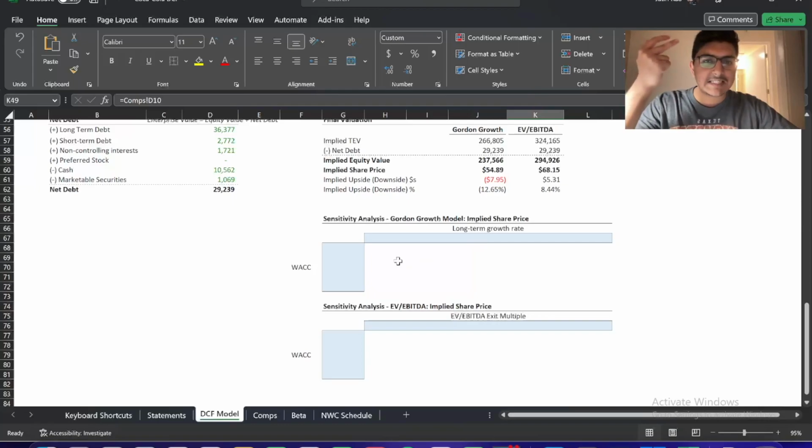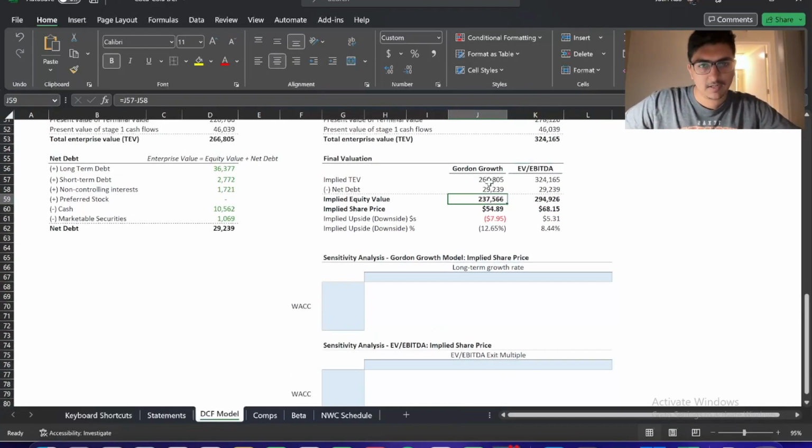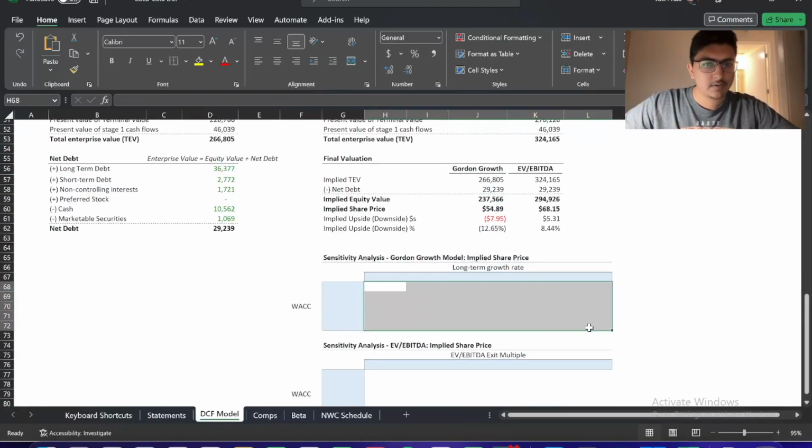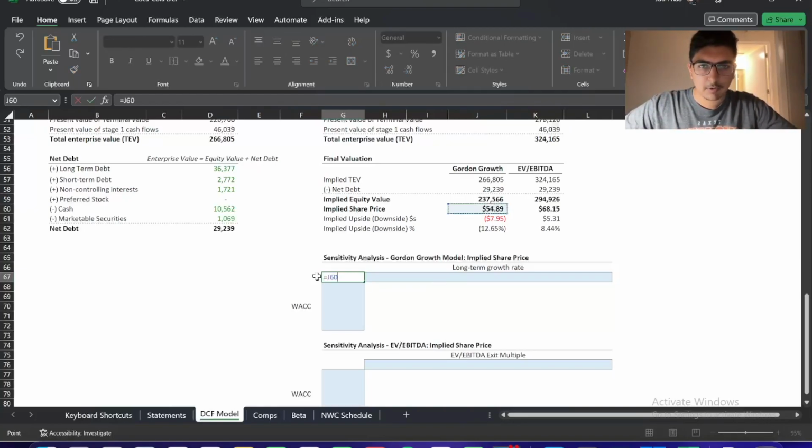So you can conduct a sensitivity analysis to see if you changed your WACC and your long-term growth rate, or your WACC and your exit multiple, how would that affect your final share price? That's very important because we only did a point estimate here. Here you can test a range of values. So let's do that. The first thing that you need to do is, up here in this top left corner, reference your share price. So I'm going to reference the Gordon growth because this is the Gordon growth sensitivity table.